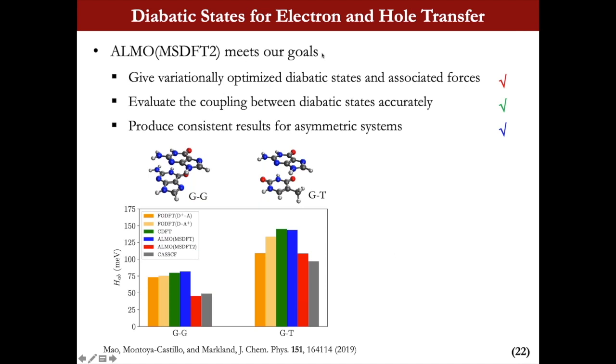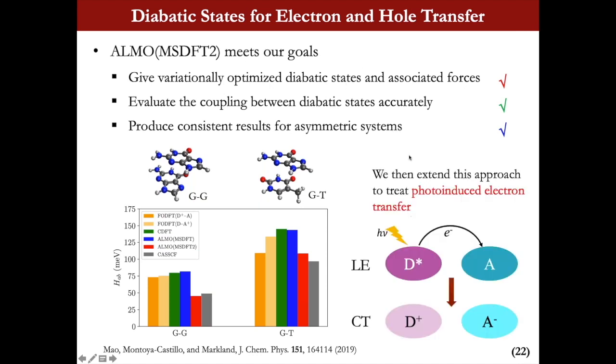So our method meets all these goals, and we would like to extend this approach to treat photoinduced electron transfer. This process will involve two different types of diabatic states. One is the locally excited state, which corresponds to the electronic excitation localized on the donor species, and also the charge transfer state, which corresponds to the consequence of the charge separation process.